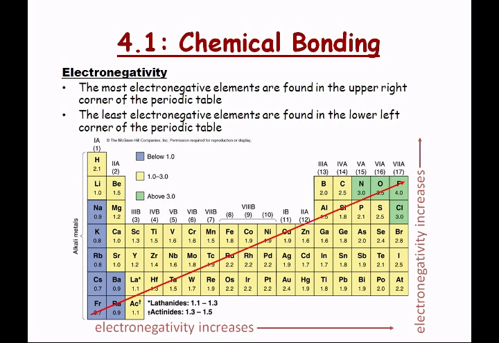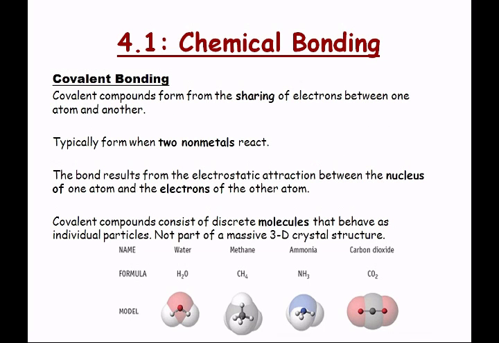This gives rise to what we call bond polarity. Polar things have positive and negative charges, and we'll get more and more into bond polarity in a little bit. So let's look at covalent bonding. Covalent compounds form from the sharing. You've got to remember all that electronegativity stuff from now on. Everything we talk about, you always want to keep in mind electronegativity. Covalent compounds form from the sharing of electrons between one atom and another. They typically form when two nonmetals react. The bond results from the electrostatic attraction between the nucleus of one atom and the electrons of the other.